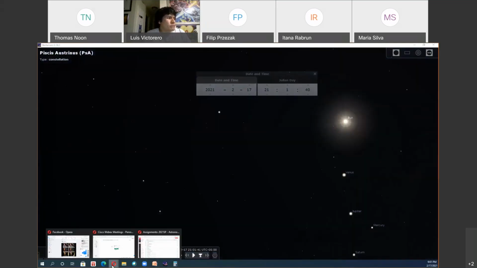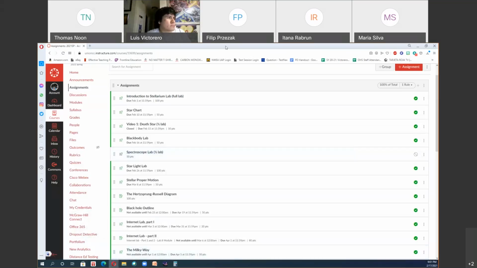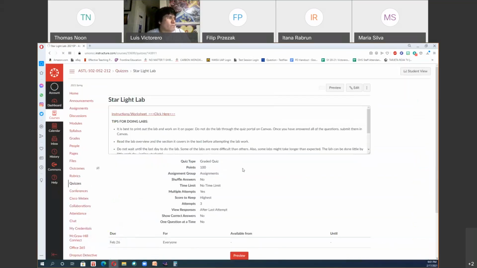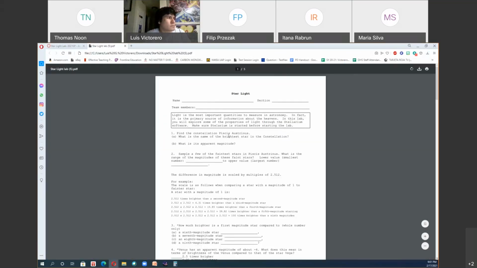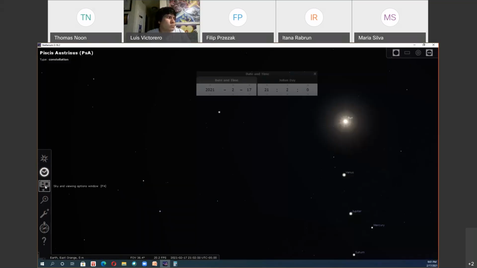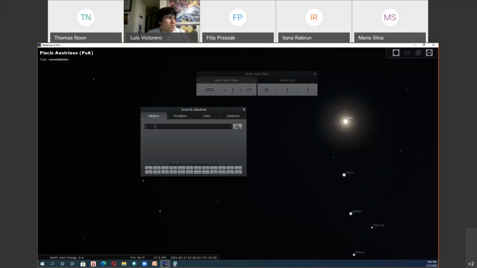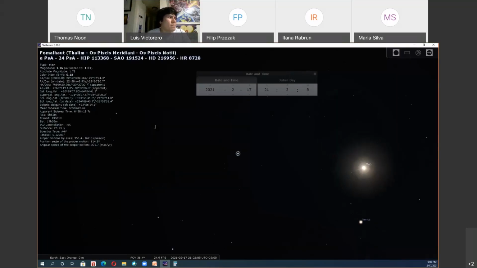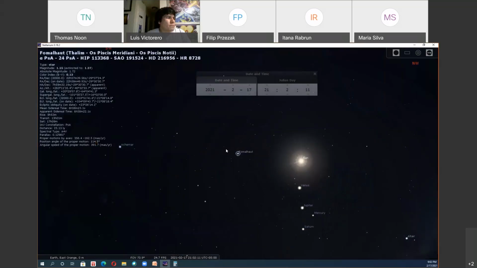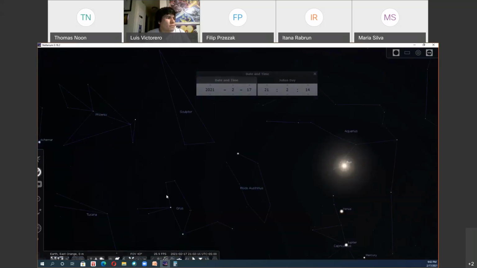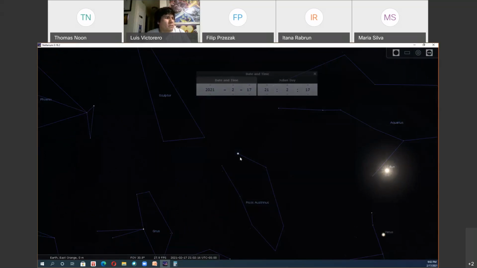Professor, I have three of them that I could not find. Which is the other one? It was lambda, gamma, and theta Taurus. The lambda Taurus, gamma Taurus, and theta Taurus. That's the one. There it is. That's fine. That's the constellation for today's lab.